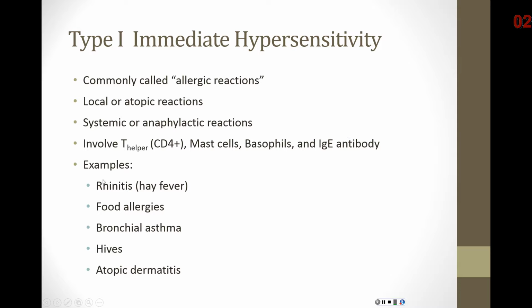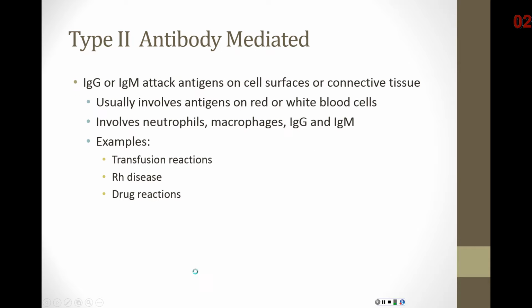So hay fever, clearly not life-threatening usually, or anaphylactic. However, food allergies can be. So certain food allergies, peanut allergies, things of that nature fit in here and can lead to very systemic and severe reactions very quickly. Asthma is a type 1 hypersensitivity, although it can lead to severe reactions and asthmatic attacks, it is not always life-threatening. The formation of hives or atopic dermatitis, they're really kind of the same thing. These are all things that are type 1 hypersensitivity.